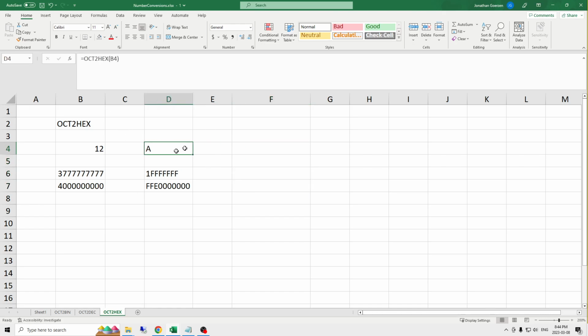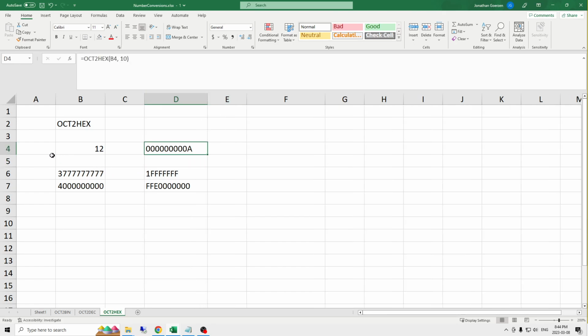Any which way, there is another argument in the octal to hexadecimal function, and it is places, because Excel represents these with up to 10 digits. I can pad with leading zeros to fill out my cell a little bit, or to keep things consistent. Oops, I'll have to give it proper numbers. Haha, too large. There we go. Oh, I think I could do better than that. Yeah, that's just fun.